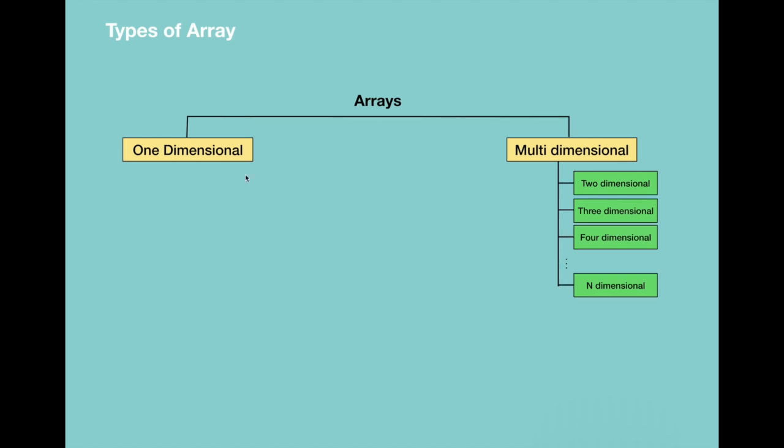Alright, in the last lecture, we learned what an array is and why it is needed in programming. Now, in this video, we will look at different types of array. There are 2 types of array depending on the number of dimensions. They can be one-dimensional or multidimensional. In multidimensional arrays, they can be 2-dimensional, 3-dimensional, 4-dimensional, up to n-dimensional. So let's see what we mean by this.